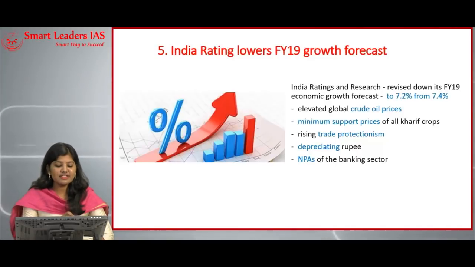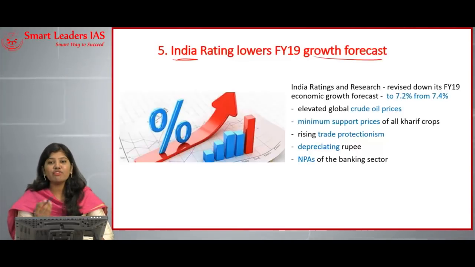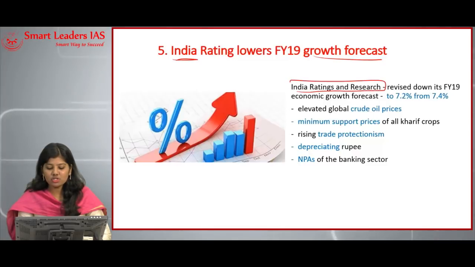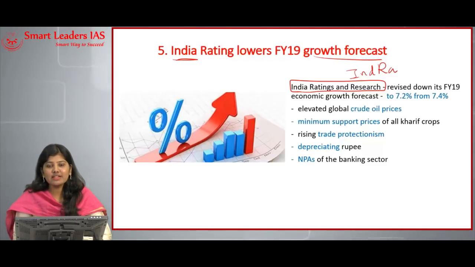The next article is India's growth rate forecast for the financial year 2019 is getting lowered. So this is what this article suggests. As per India Ratings and Research, which is INRA, they previously forecasted that our growth rate will be nearly around 7.4%, but now they revised it to 7.2%. Actually, they lowered it. So why? Because of whatever is happening in our current economy.